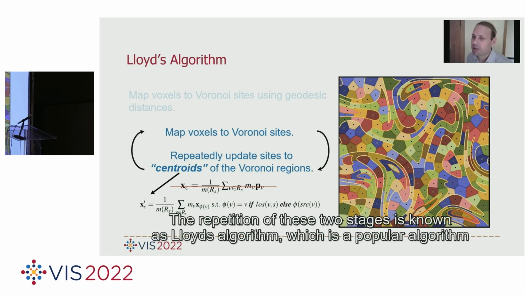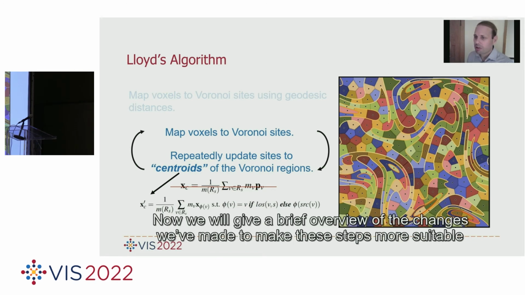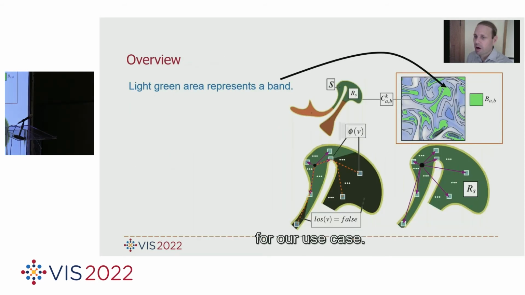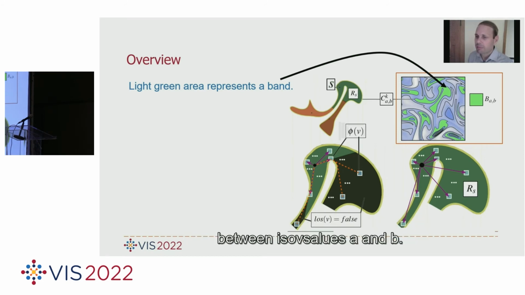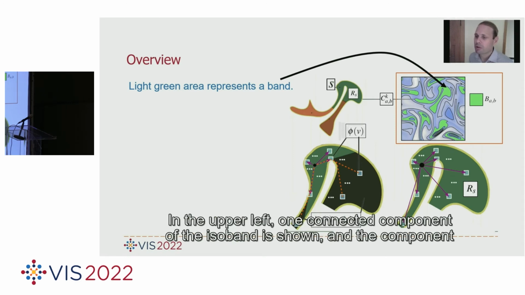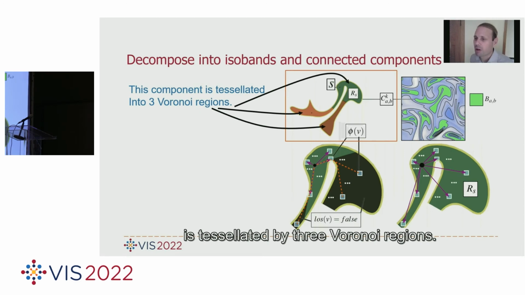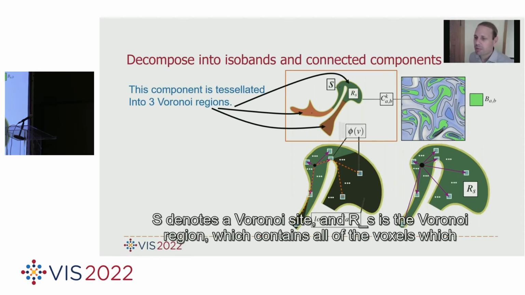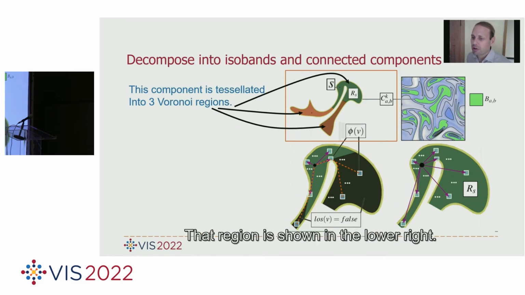The repetition of these stages is known as Lloyd's algorithm, which is a popular algorithm for computing a centroidal Voronoi tessellation. Now we will give a brief overview of the changes that we've made to make these steps more suitable for our case. In the illustration in the upper right, the bright green areas represent the isoband between isovalues A and B. In the upper left, one connected component of the isoband is shown, and the component is tessellated by 3 Voronoi regions. S denotes a Voronoi site, and R sub S is the Voronoi region, which contains all the voxels that have been classified to site S. That region is shown in the lower right.